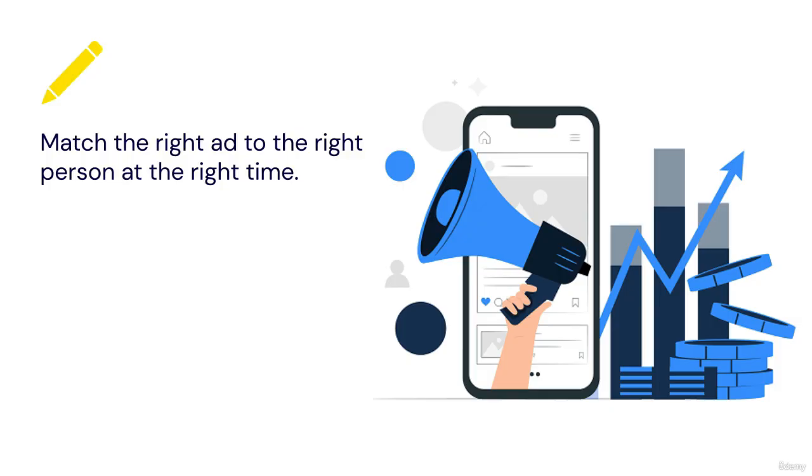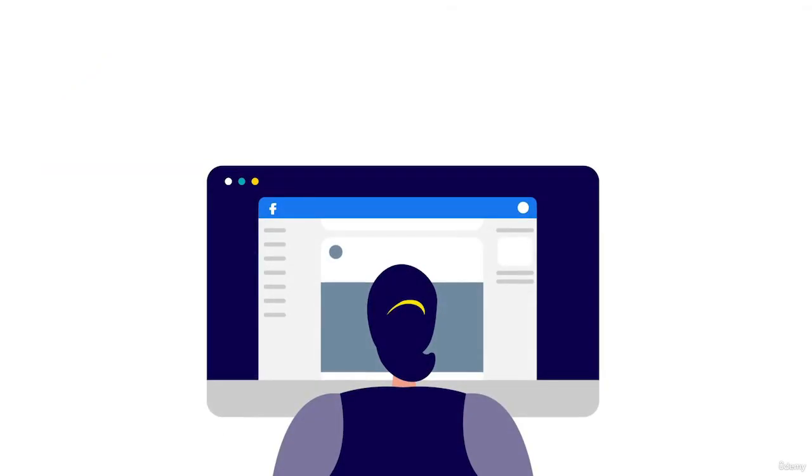at the right time. So each time there is an opportunity to show an ad to someone, an auction takes place to determine which ad to show to that person. And billions of auctions take place every day across the Facebook family of apps. So who competes in these auctions?